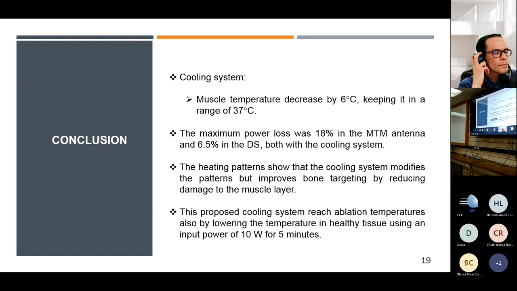As conclusions, this cooling system decreased the temperature in the healthy tissue by 6 degrees Celsius, keeping the temperature in the range of the corporal temperature of the body. The maximum power loss was 18% in the monopole antenna and 6% in the double slot antenna, both using the cooling system. The heating patterns show that the cooling system modifies the pattern, but improves bone targeting by reducing the damage in the muscle layer. And finally, this proposed cooling system reached ablation temperatures also by lowering the temperature in healthy tissue using an input power equal to 10 watts for 5 minutes of radiation.